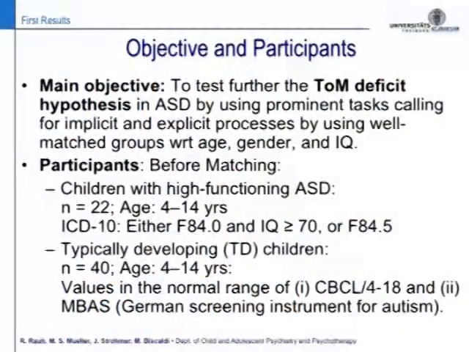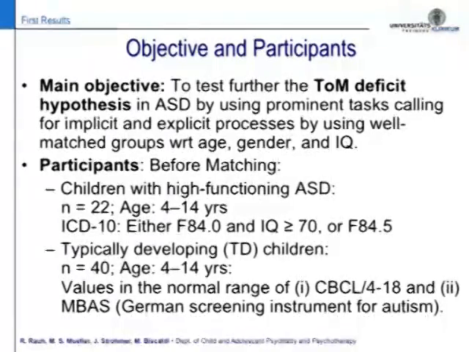I want to talk about our results on our experiments on implicit and explicit theory of mind abilities of children and adolescents with high-functioning autism spectrum disorders that we conducted at our Department of Child and Adolescent Psychiatry and Psychotherapy at the University Medical Center in Freiburg, Germany.